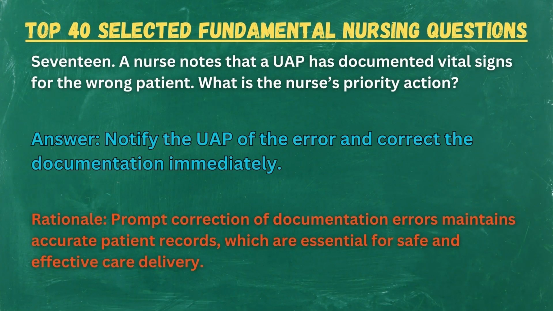17. A nurse notes that a UAP has documented vital signs for the wrong patient. What is the nurse's priority action? Answer. Notify the UAP of the error and correct the documentation immediately. Rationale. Prompt correction of documentation errors maintains accurate patient records, which are essential for safe and effective care delivery.